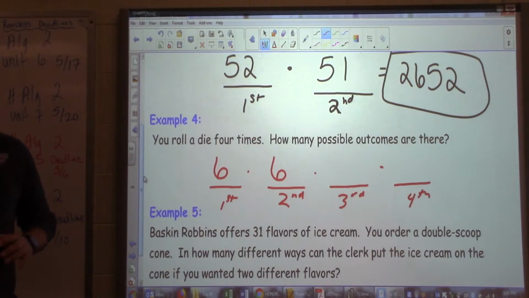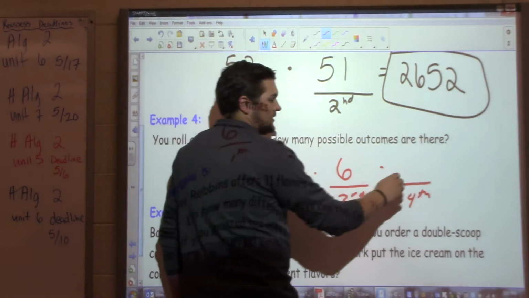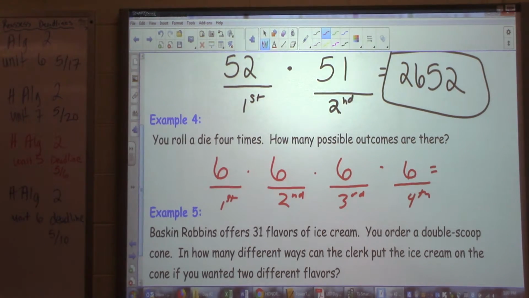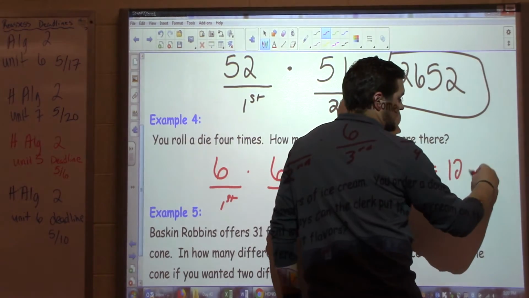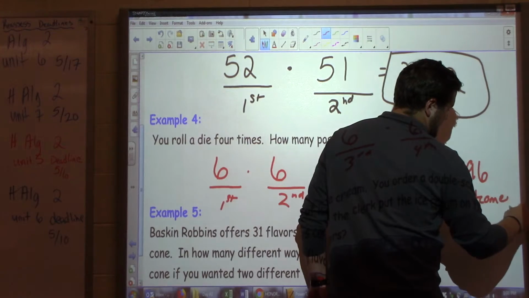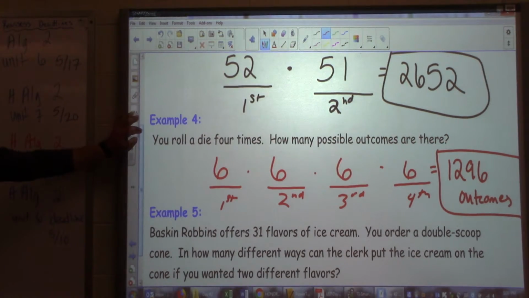It doesn't say we can't repeat a number. Doesn't give us any stipulations like that. So the second time I could have 6 outcomes. Third time I could have 6 outcomes. Fourth time I could have 6 outcomes. So 6 times 6 times 6 times 6, or 6 to the 4th power. 1,296 different outcomes. Any questions on that? Pretty simple.